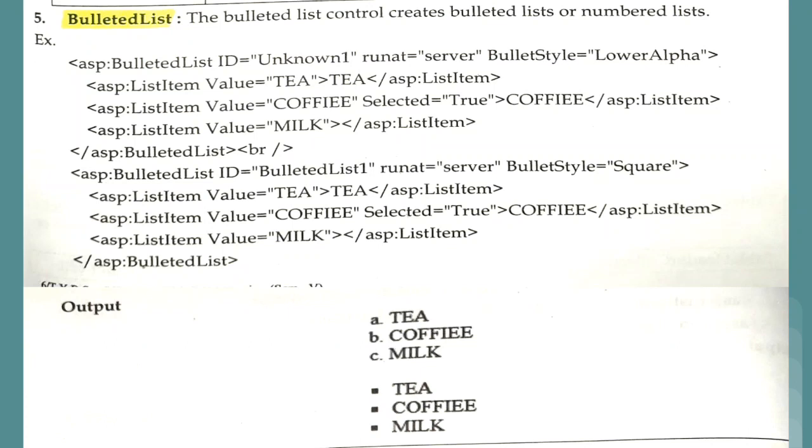Okay, so this is the first list, and in the second list we have square as bullets. Just see the second, square bulleted list. In that we have used bullet style equal to square. So like that we have n number of options that we are going to see practically in the program.